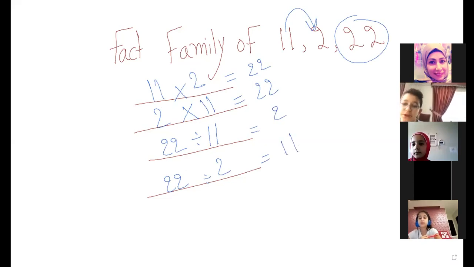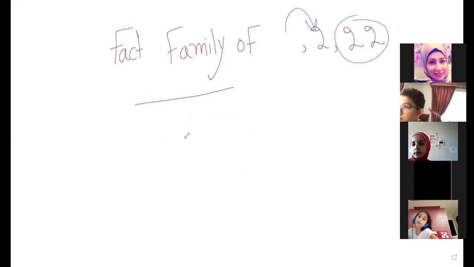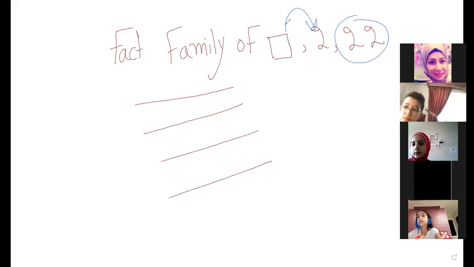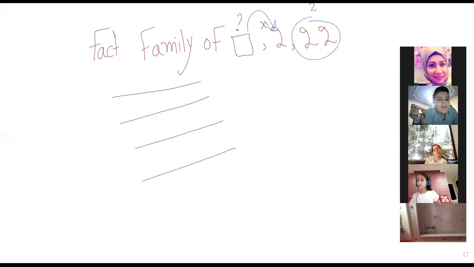If I gave you 2 with 22, you want to know the number. How do we write the fact family of these three numbers? We multiply 2 by 22. No. 2 by 22, it will give us which number? Repeat. Okay, I will repeat. If here I didn't give you the number, how will we know the missing number? Which number, if we multiply it by 2, gives us 22? So what shall I do? Divide, excellent. Bravo, Aya.